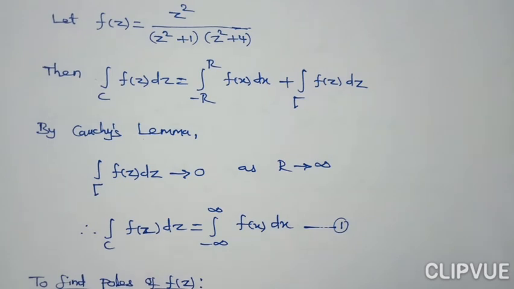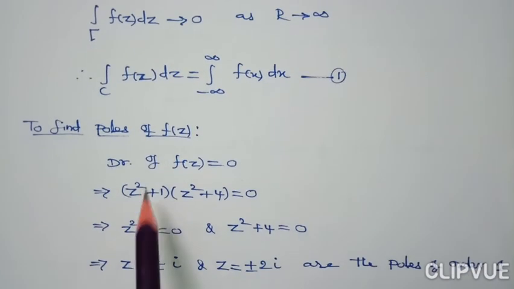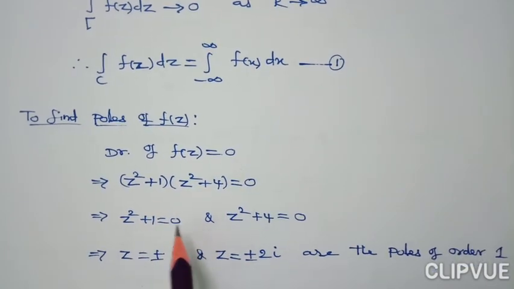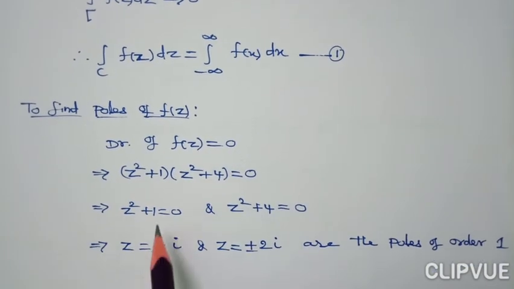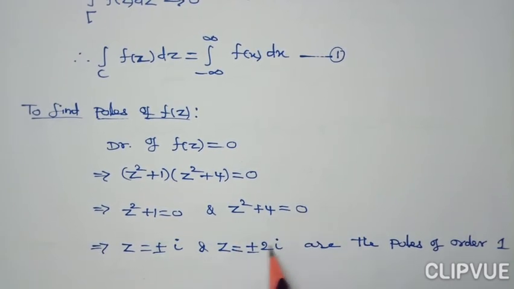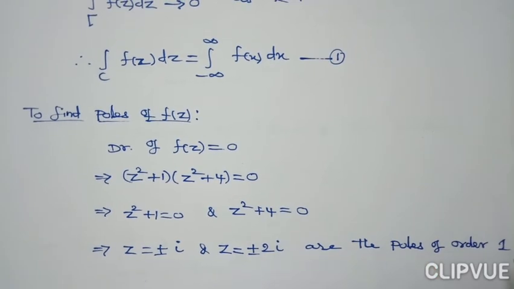Now how to find poles? Here again, the same story. Set the denominator equal to 0 and solve. If you solve it, z squared is equal to minus 1, so z equals plus or minus i, and z squared is equal to minus 4, so z equals plus or minus 2i. These are the four poles of order 1.